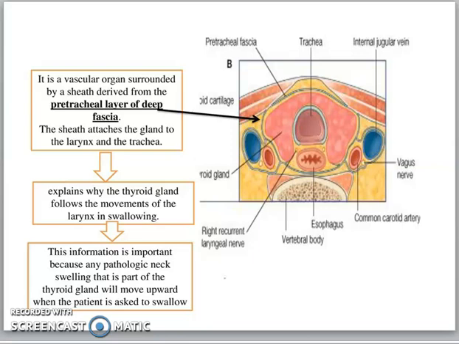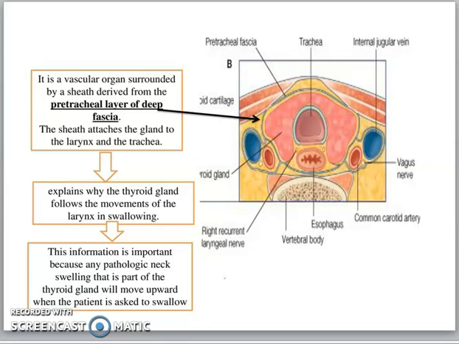More laterally, the thyroid gland is related to the vagus nerve, the common carotid artery, as well as the internal jugular vein. These three major structures are also enwrapped by part of the pretracheal layer of the deep fascia, but for specificity, this layer is called the carotid sheath.